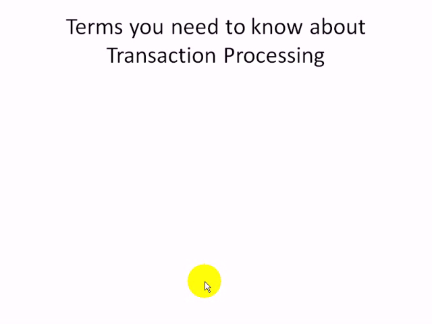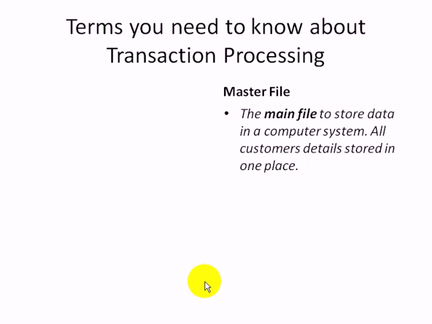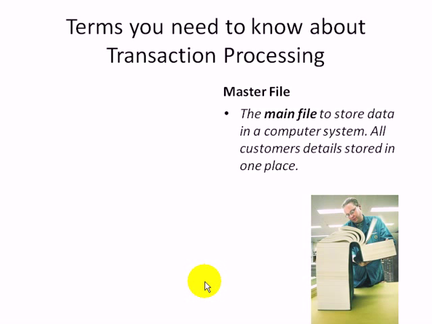Before we look at batch transaction processing, we're going to need to know a few terms. The first term we're going to look at is what's known as a master file. The master file is the main file that stores all the details about all the customers and all their transactions. It's quite a large file, as you can imagine, because it contains all the customer details. Transaction files are used to update it.